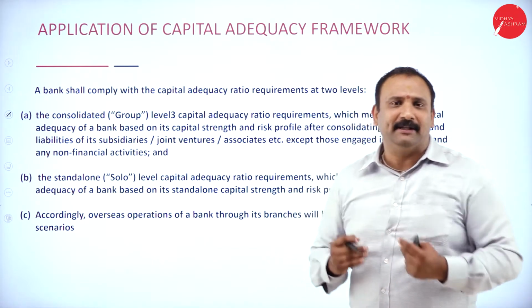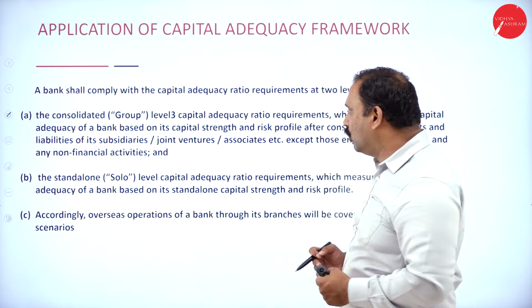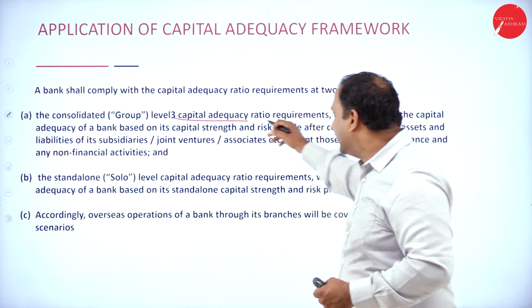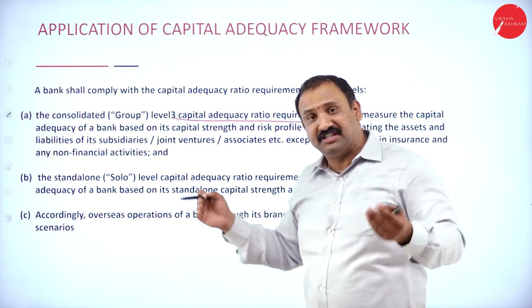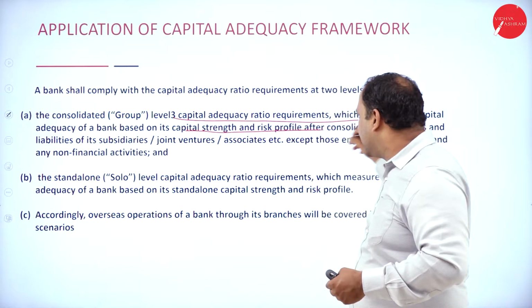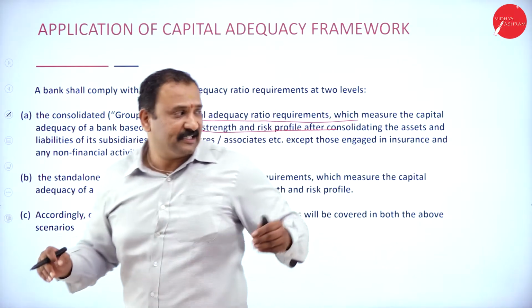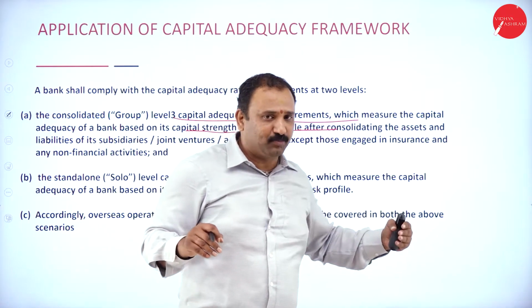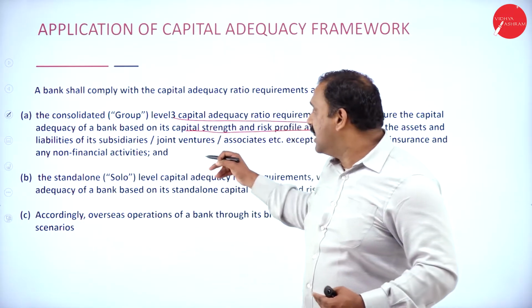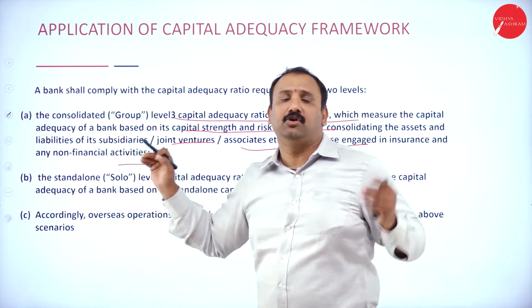Now, how does the capital adequacy ratio come into the picture? The consolidated group at level 3 of the capital adequacy ratio requirements measures the adequacy of the bank. It is based on the capital strength and the risk profile after consolidating its assets and liabilities put together, including joint ventures and associates, except those engaged in insurance and non-financial activities.